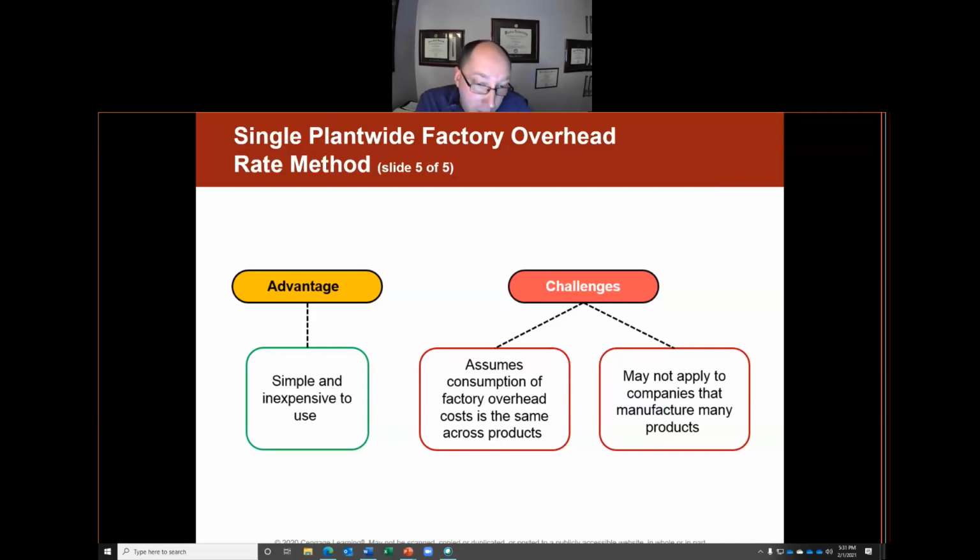It assumes the consumption of factory overhead is the same across all products, and we know that's probably not true. Especially, there are going to be different costs associated with a lawnmower versus a snowmobile. We know that because there are different sized engines, a lot of different parts that go into each one, so the process is going to be different. But using the single plant-wide method, it ignores that. So that's one of the negative factors of using this method. And the other one is that it may not apply to companies that manufacture multiple products.